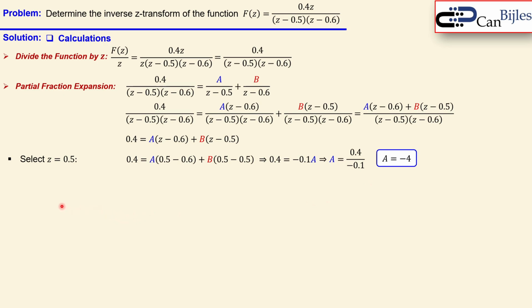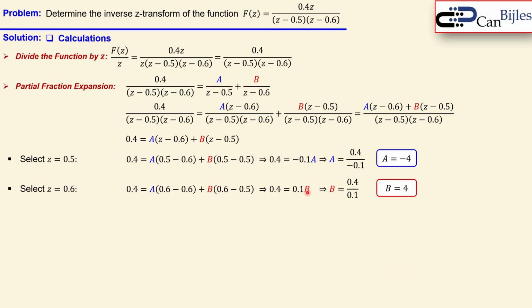In a similar manner, we can calculate the B by eliminating A. So we select now z is 0.6. Again, the left side stays 0.4. This will be 0 because of 0.6 minus 0.6. Now the B will be times 0.1 effectively. So 0.4 is equal to 0.1 times B. So B in this case will be plus 4. Okay, now we have the required A and B.